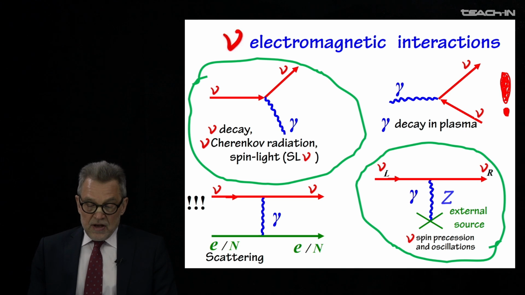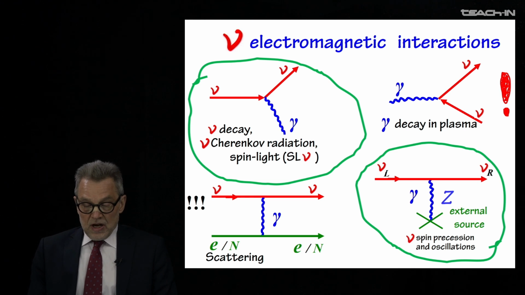So there is another very important effect that is described by the second diagram here. The photon can decay to a neutrino-antineutrino pair in plasma, and this is the plasma decay to neutrino-antineutrino pair.